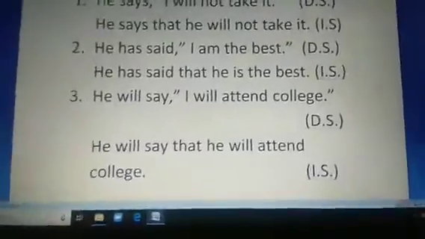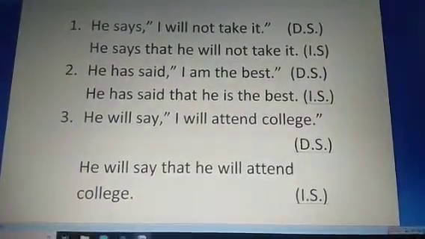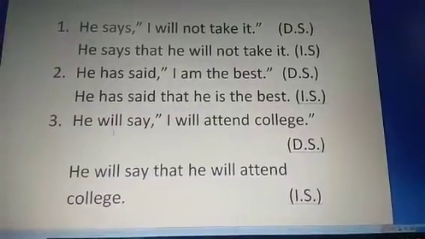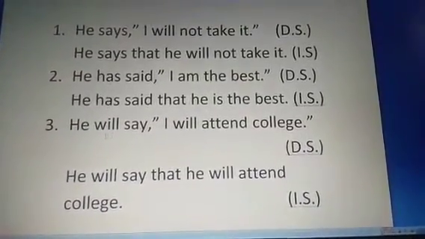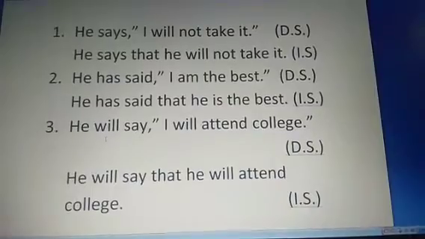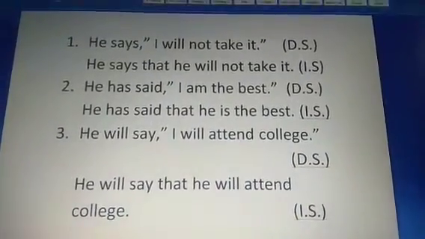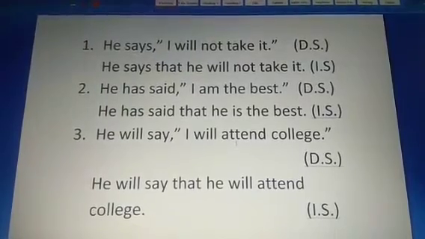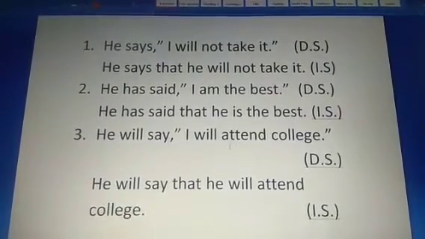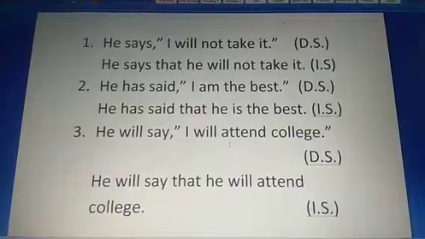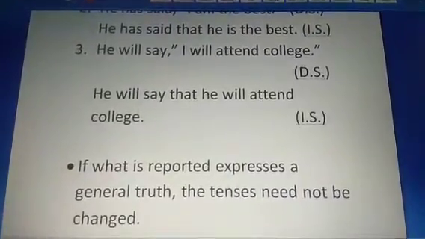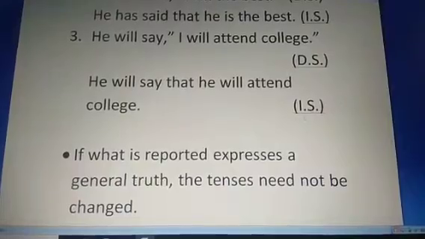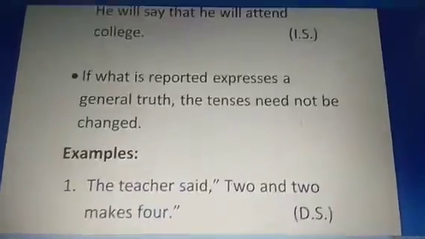And the third one is, he will say, I will attend college. Again, will say. Now, will is in future. This reporting verb is in future tense. And as per rule, when the reporting verb is in future tense, the tense of the reported speech, which is I will attend college, will remain the same. It will not be changed. And when we change this direct speech into indirect one, it reads like, he will say that he will attend college. And this one is indirect speech.